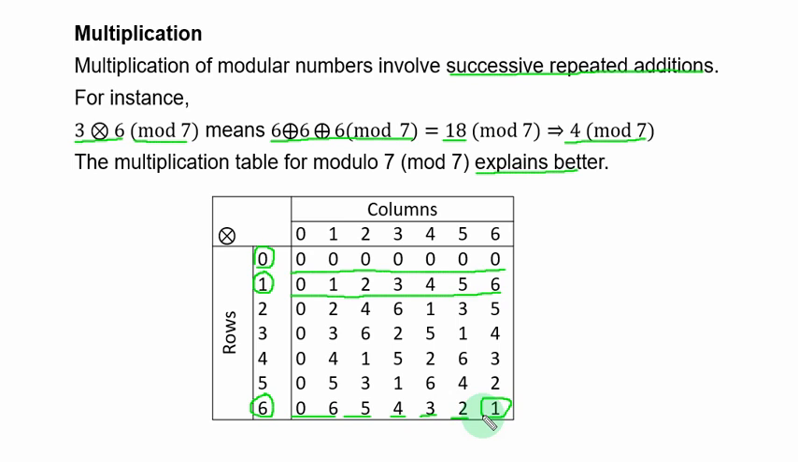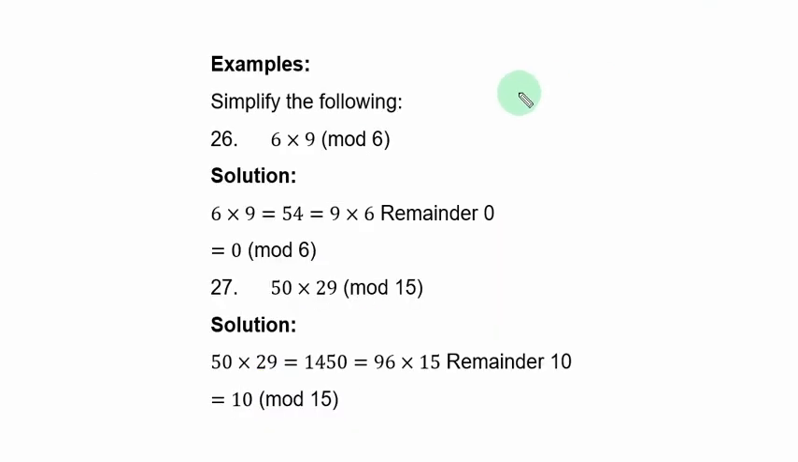So let's check 3 times 6 now. This is 3 and this is 6. Their point of intersection is 4. So you have 3 times 6 in modulo 7 is equal to 4. You can use the table approach or the multiple approach.